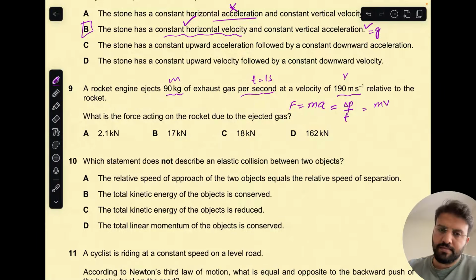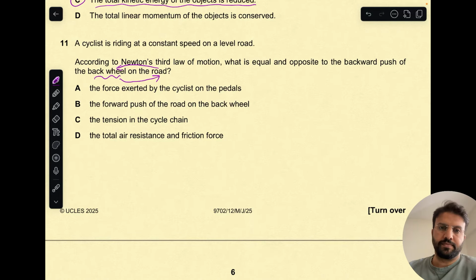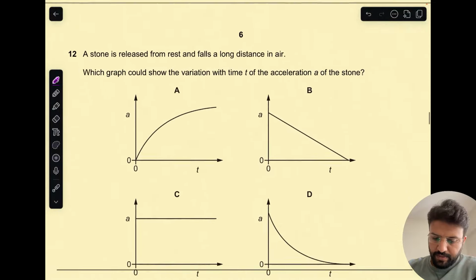A cyclist is riding at a constant speed on a level road. According to Newton's third law of motion, what is the equal and opposite backward push of the... If the back wheel applies a force on the road, the road will apply a force on the back wheel. There should not be any third object involved. The one doing the action on something, that object will face the reaction force. So the back wheel is doing the action, so the reaction force will also be on the back wheel. So it should be option B.